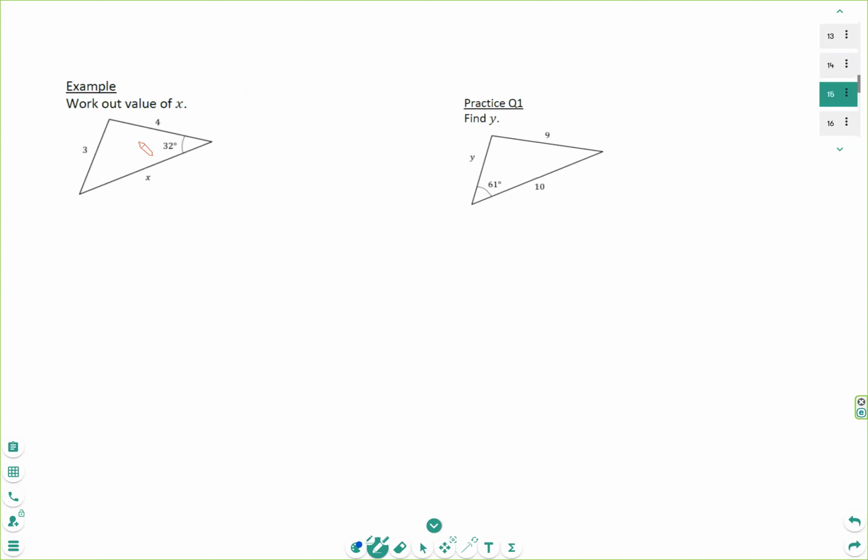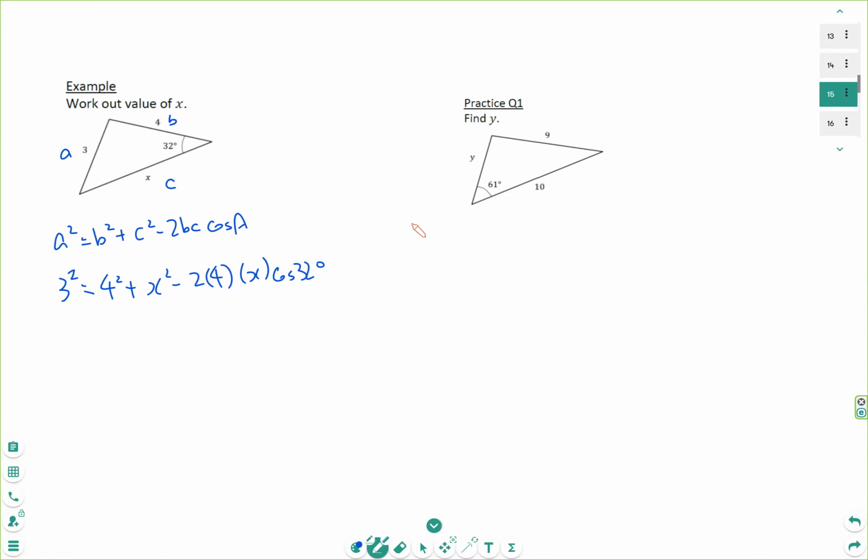So in this example, we want to work out the value of x. We've got three lengths and an angle, so cosine rule. The 30-degree angle is opposite to it, so that has to be A, this will be B, and this will be C. So the cosine rule: a squared equals b squared plus c squared minus 2bc cos A. By the way, if you know how to do this, you can pause the video and have a go at both questions, and then check your answer with me. A squared will be 3 squared equals 4 squared plus x squared minus 2 times 4 times x, times cos 32 degrees.